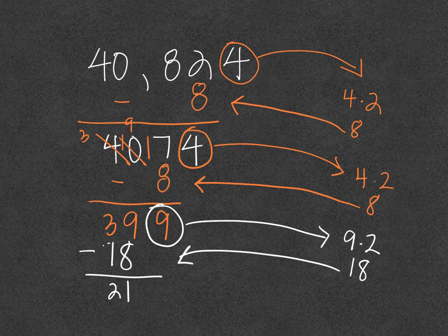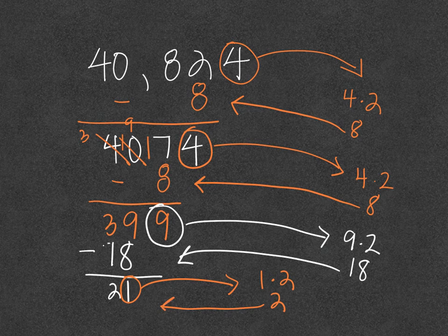Now we'll take that last digit away, 1. Take it times 2. 1 times 2 is 2. We'll bring that back over here, and we get 2. And 2 minus 2 is 0. So then, yes, it works.